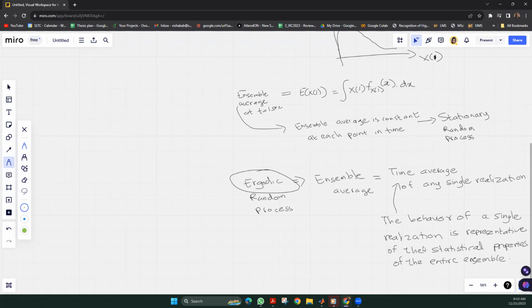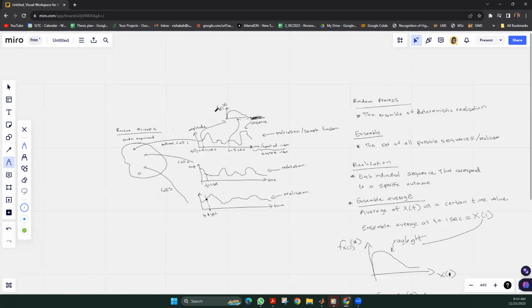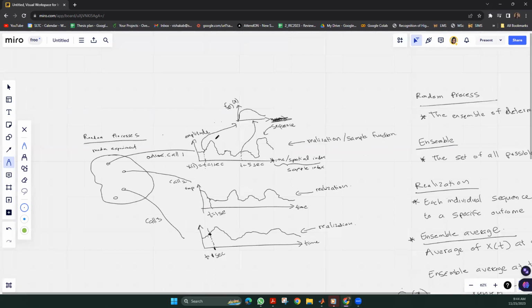What I mean is that by looking at one single realization, I can say the statistical properties of the entire set of realizations. By looking at one realization and its properties over time, I can say something about all the realizations of the random process. So up to this point, is it okay for you?